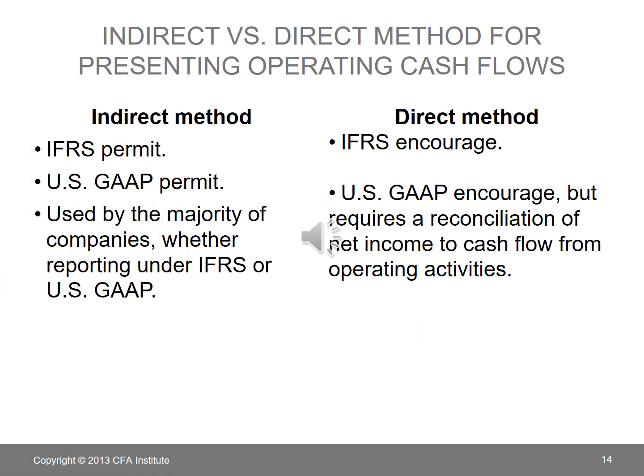Now, under IFRS and US GAAP, we can see that both standards encourage the use of the direct method, but permit either method. US GAAP encourages the use of the direct method, but also requires companies to present a reconciliation between net income and cash flow, which is equivalent to the indirect method. If the indirect method is chosen, no direct format disclosures are required. The majority of companies reporting under IFRS or US GAAP present using the indirect method for operating cash flows.